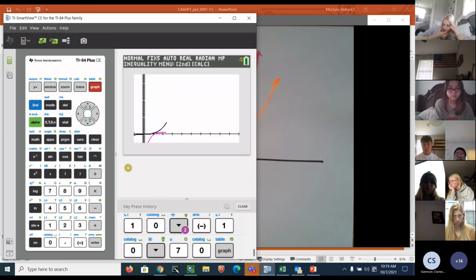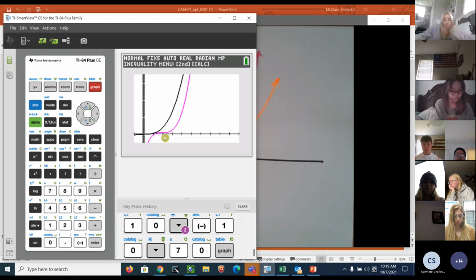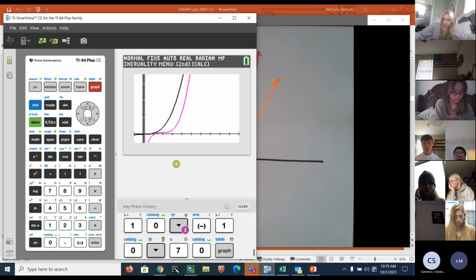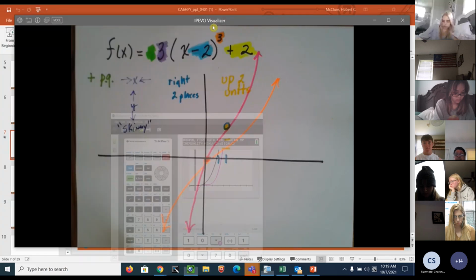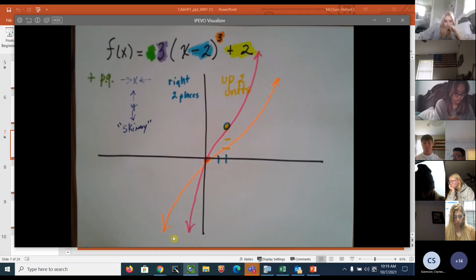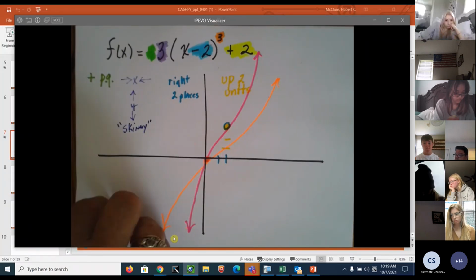And you see there's a little bit of a gap between the x-axis and the magenta line. And you see that this one is scrunched up, it's skinnier. The magenta line is skinnier than the black line. Not a real good one to see, but all right, let's do another. Let's do one that you can actually see.